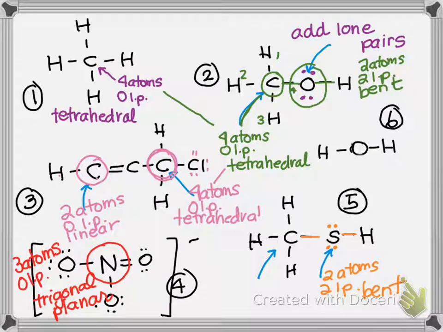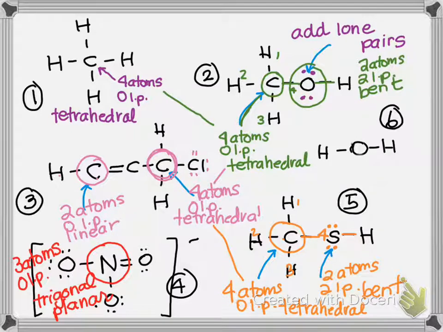And this carbon has, I'm looking at this one, there's 4 atoms attached, right? 1, 2, 3, 4, and 0 lone pairs, which is a popular shape here. Anytime you have 4 atoms and 0 lone pairs, it's tetrahedral.